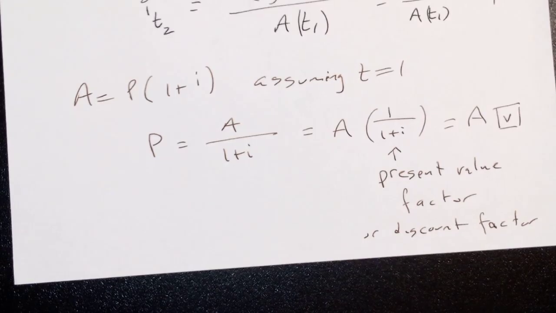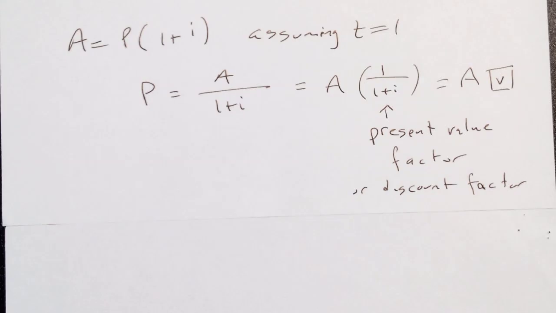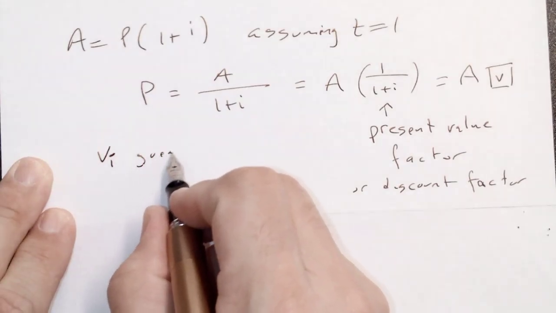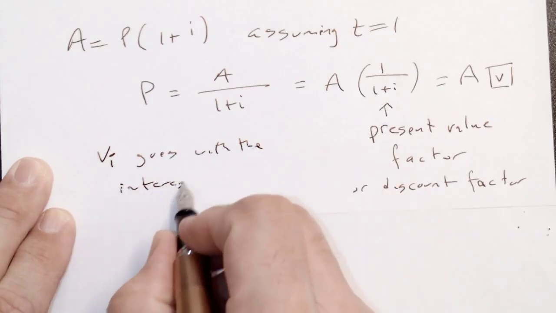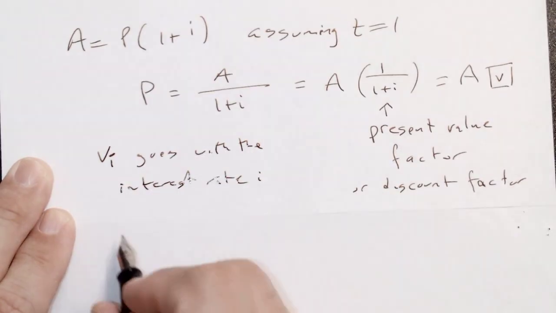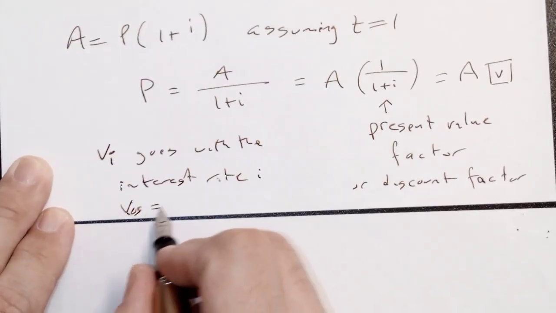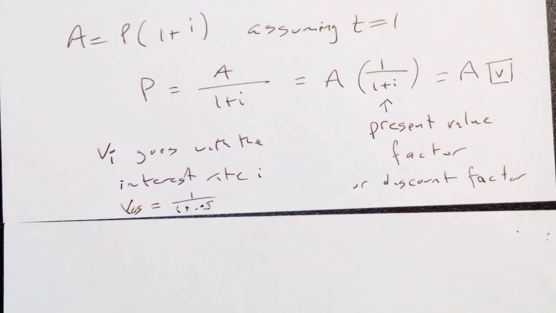If there's more than one possible interest rate involved, then there could be more than one possible discount factor involved, in which case we'll call it v sub i so that we know what rate it goes with. So something like v at 0.05 is 1 over 1 plus 0.05. That way I've got the number there for i.